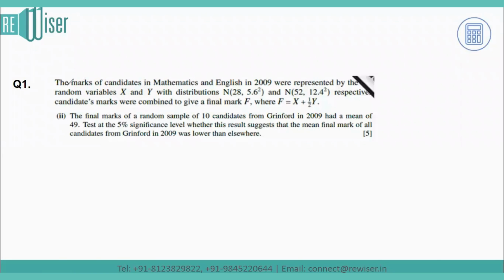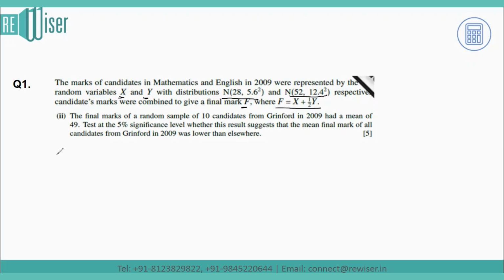Hello students, the question says the marks of candidates in mathematics and English in 2009 are represented by the random variables X and Y. The distributions are normal, so these are the parameters given. Respectively, candidates' marks were combined to give a final mark F. So F is a function of X plus half Y.